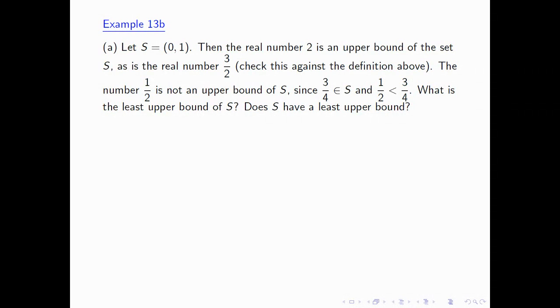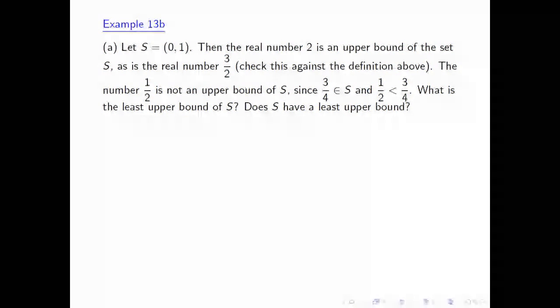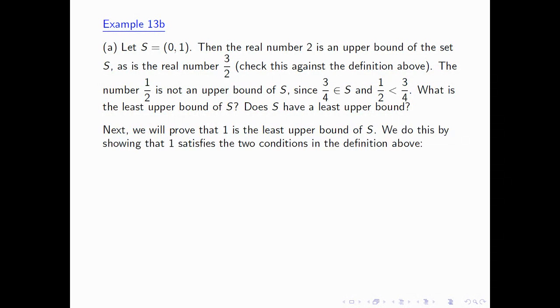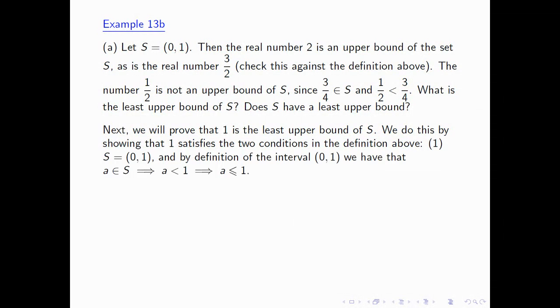What is the least upper bound of S? Does S in fact have a least upper bound? When do we know that a set has a least upper bound? Let's show you that 1 is the least upper bound here. So S again is the set 0, 1. And by definition of interval 0, 1, we have that A is in S implies that A is less than 1, which means A is less than or equal to 1. And so 1 is an upper bound.